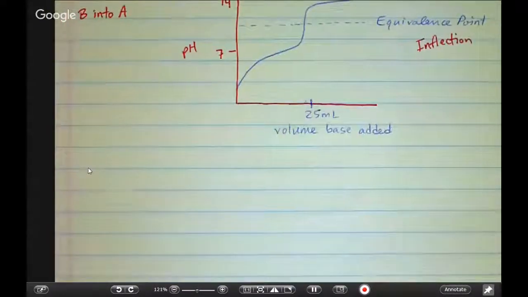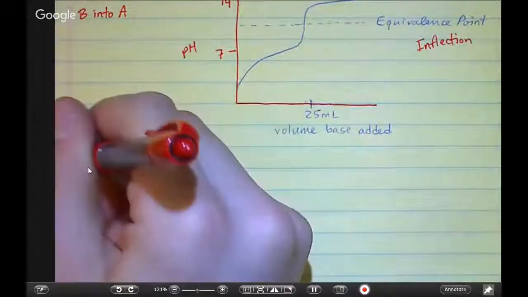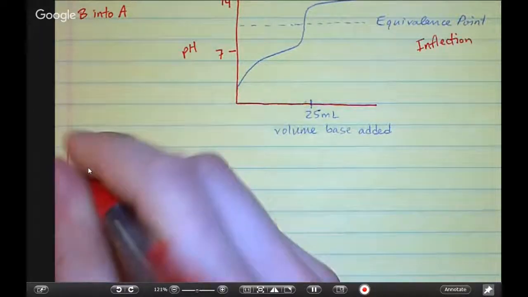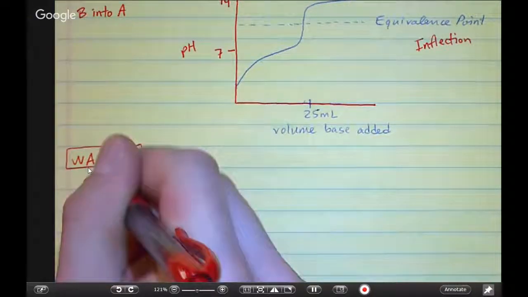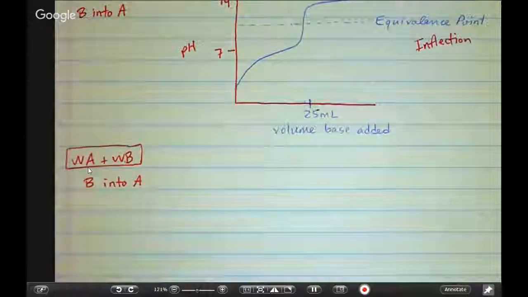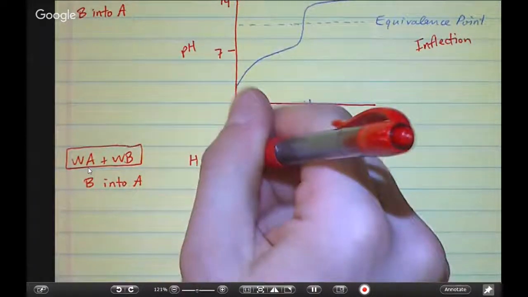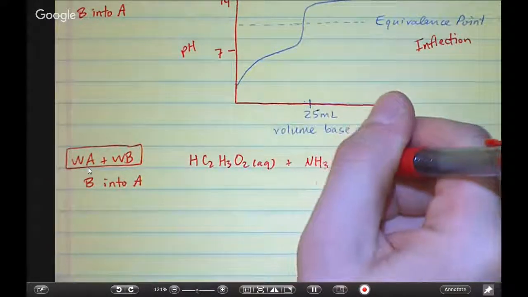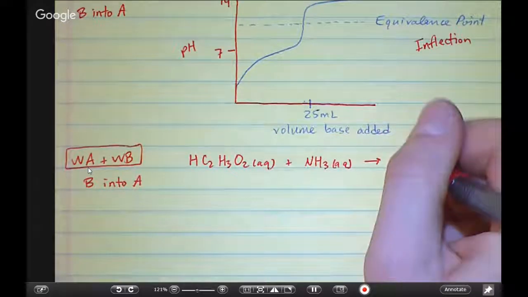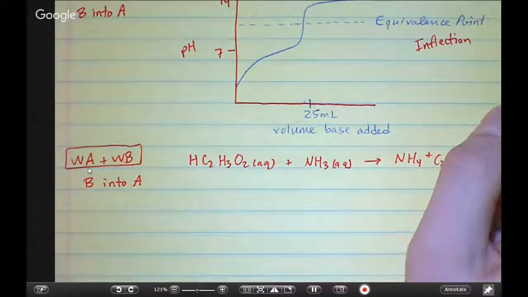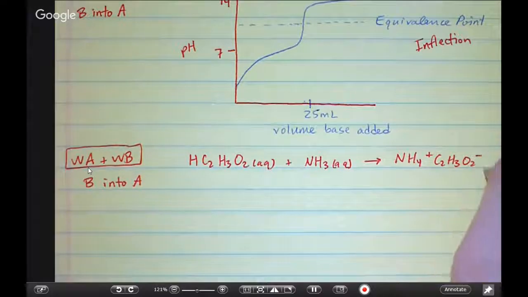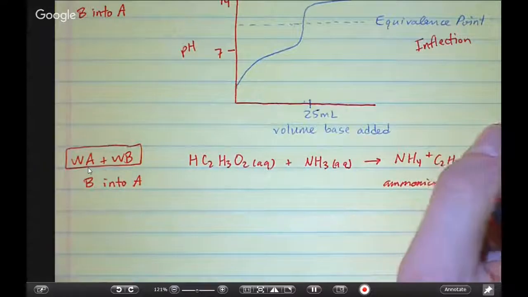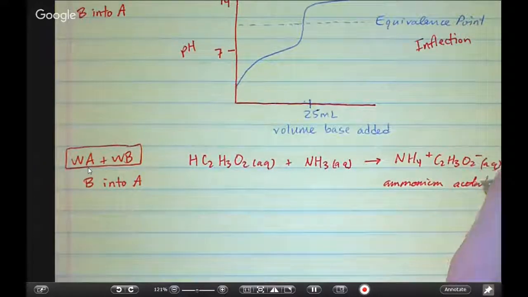Okay. Our last example for today, in the last minute and a half, is what happens if we have a weak acid and a weak base. We're going to assume a base into acid again. In this example, let's say we have acetic acid with ammonia. And we'll make the salt ammonium acetate, assuming there's water there too.